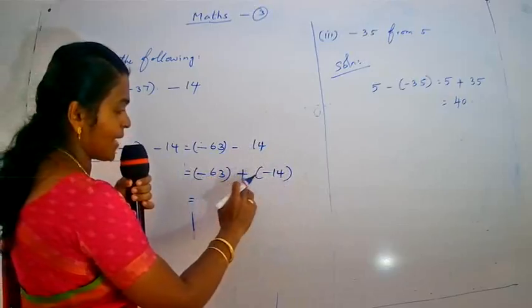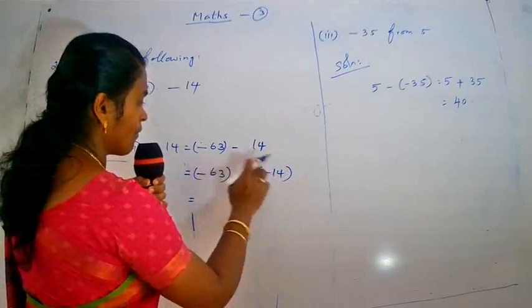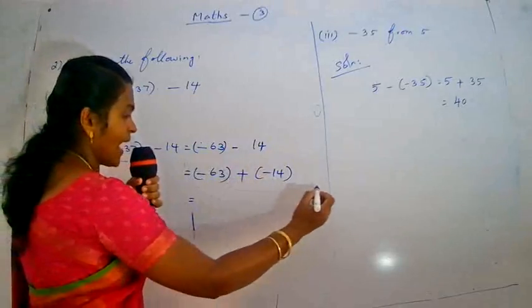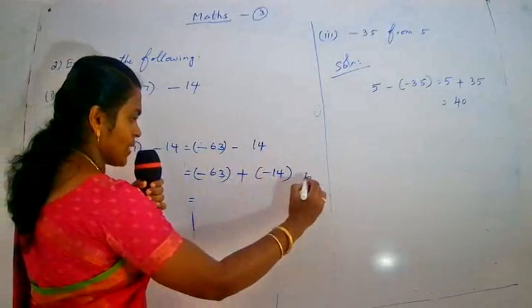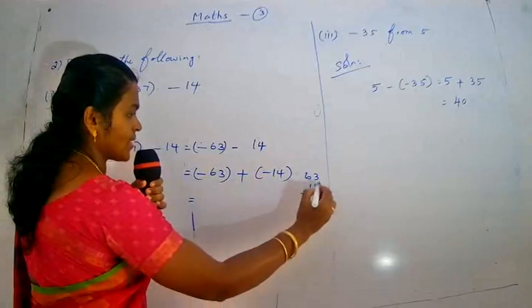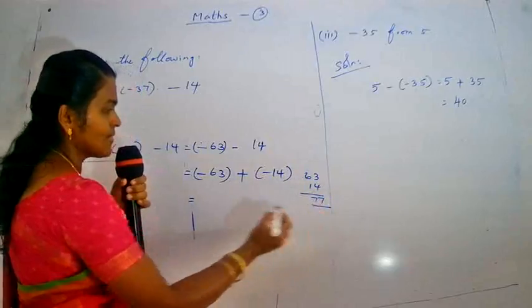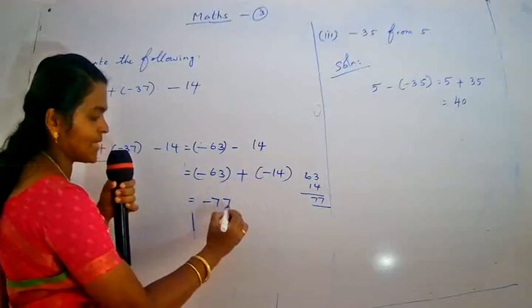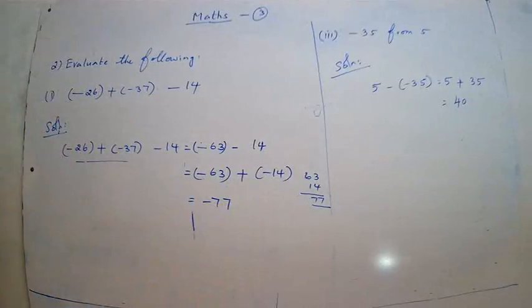Now you say the answer. Minus 63 plus minus 14. Now if the integers have the same sign, we add the values, yes or no? So 63 plus 14 is equal to 77. Your answer is minus 77. Okay, children, clear?